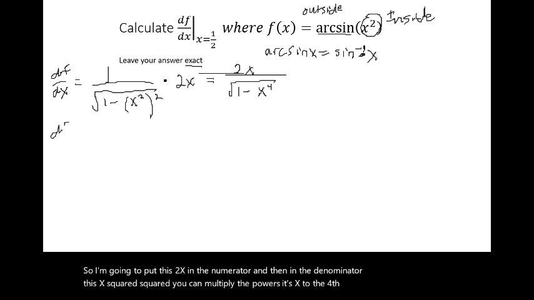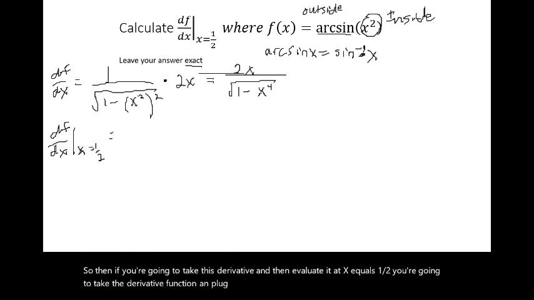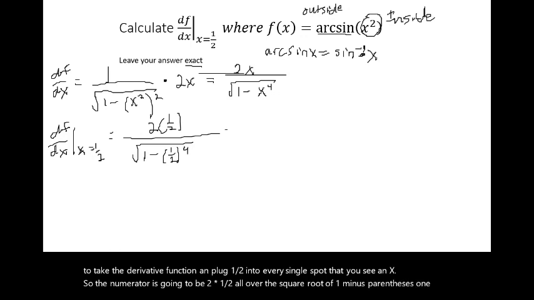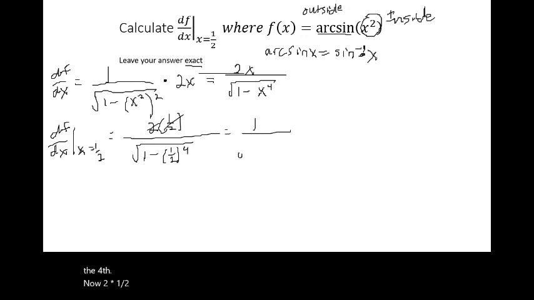So then if you're going to take this derivative and then evaluate it at x equals 1/2, you're going to take the derivative function and plug 1/2 into every single spot that you see an x. So the numerator is going to be 2 times 1/2 all over the square root of 1 minus (1/2) to the 4th. Now 2 times 1/2 is 1 over the square root of 1 minus (1/2) to the 4th.